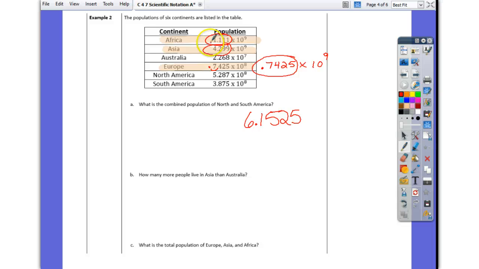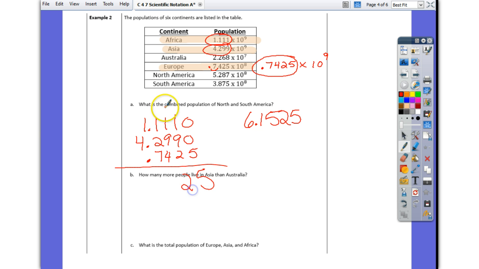Oh, sounds like some user errors out here. Did you add these, and these? 1.111, 4.299, and 0.7425. Yeah, see, we'd have to add a couple zeros here. Get a 5, a 12, carry 1. This is 15. This is an 11. Bring down your decimal. 6.1525 is correct.